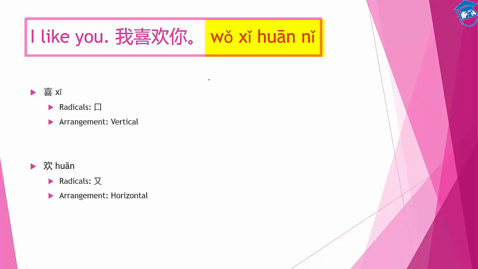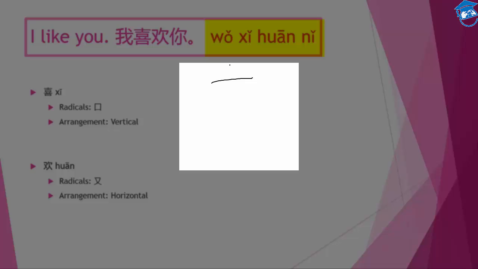So here's how I write 喜. 1 2 3 4 5 6 7 8 9 10 11 12. And if you have noticed, the first horizontal stroke here is longer than the second one. Be sure that you follow this rule because this is the right way to write it. Don't ever let your second stroke be longer than your first stroke.